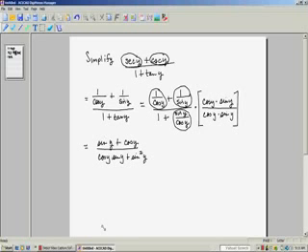Now we see our numerator, we have sine y plus cosine y. There's really not anything we can do to that. But in the denominator, we see that we have sine y in each of these terms. So let's factor the common sine y out of the denominator. So in the denominator, we're going to have sine y times cosine y plus sine y.